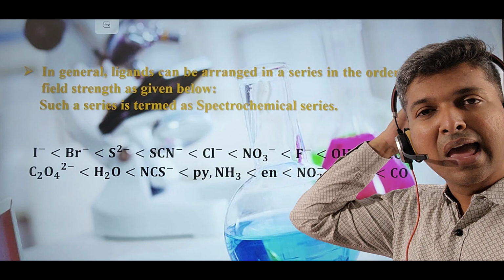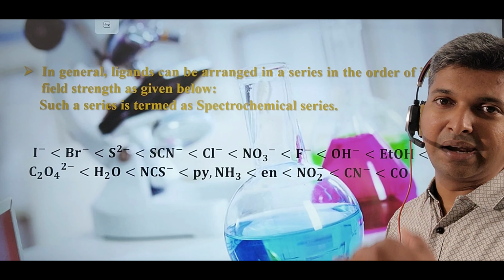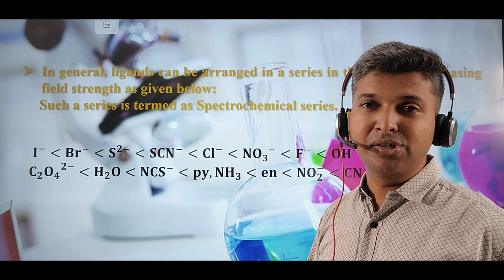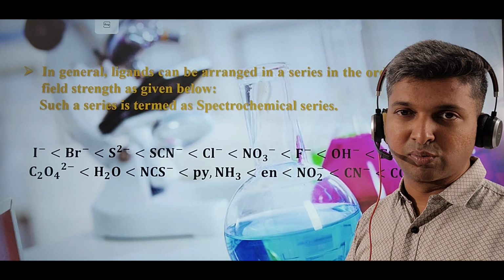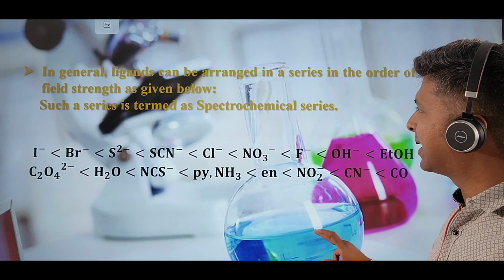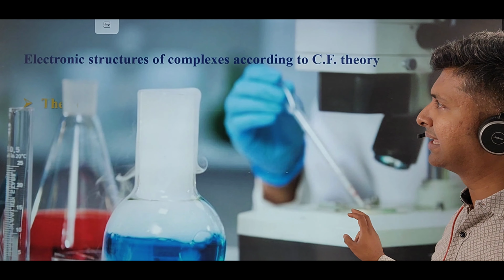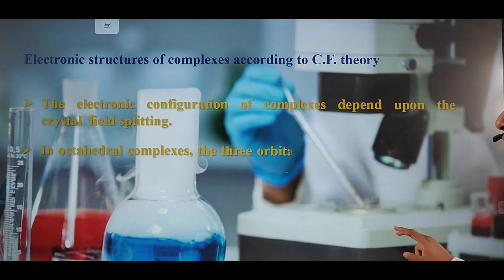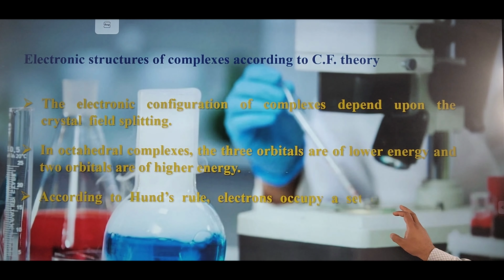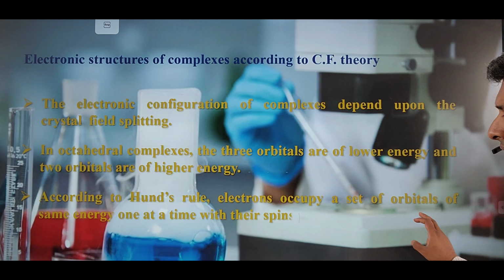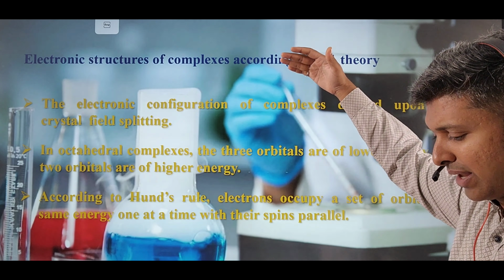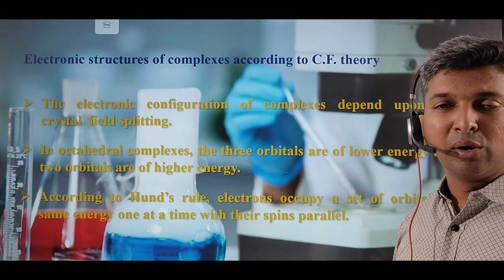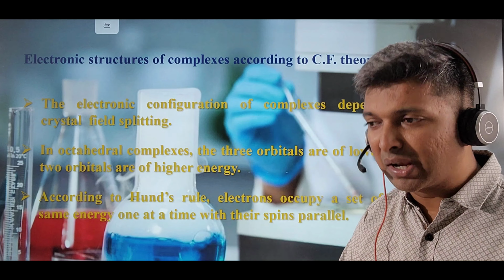Strong field ligands cause a greater splitting of the d orbitals, so the energy difference is greater, and in weak field ligands the energy splitting is comparatively smaller. Let us see what effect they have. The electronic configuration of complexes depends upon the crystal field splitting, that is, the difference between the high energy orbitals, dx2-y2 and dz2, and the low energy orbitals.